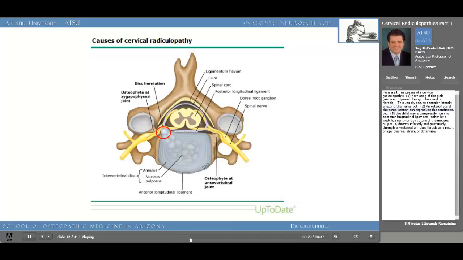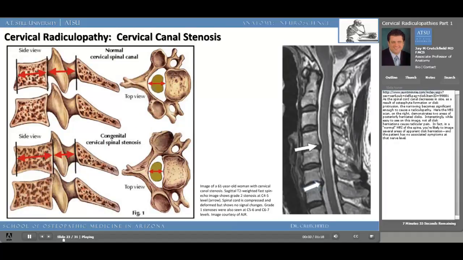And the third way is compression on the posterior longitudinal ligament, either by a weak ligament or by rupture of the nucleus pulposus, directly inferiorly and posteriorly through a weakened annulus fibrosis as a result of age, trauma, strain, or otherwise. In the comments section for this slide, I've placed a link which shows some severe cervical canal stenosis. Here, as the spinal cord canal decreases in size as a result of osteophyte formation, usually from old age, or disc protrusion, the narrowing becomes significant enough to cause a radiculopathy.